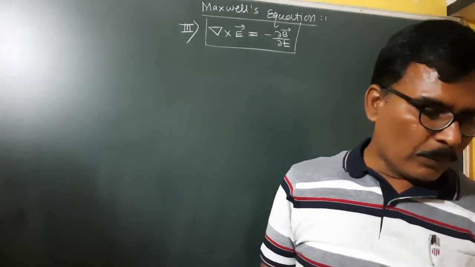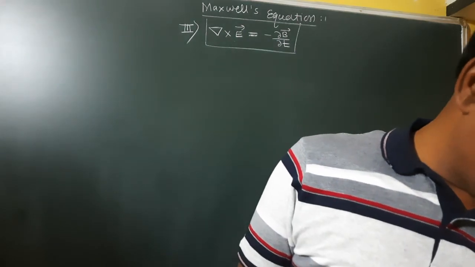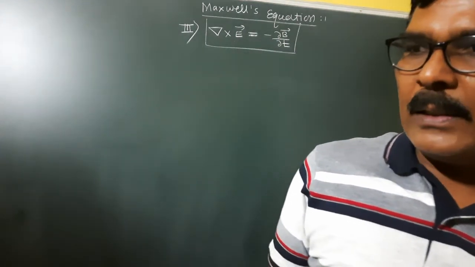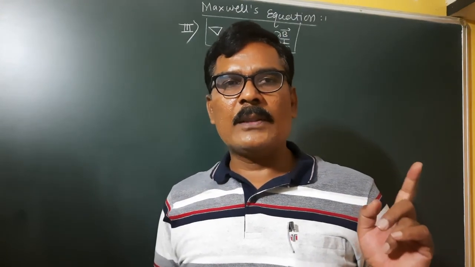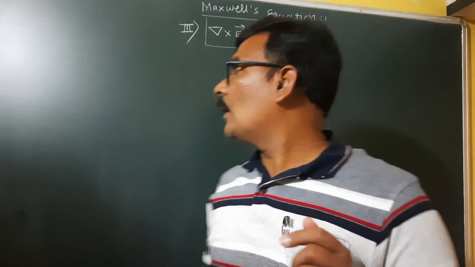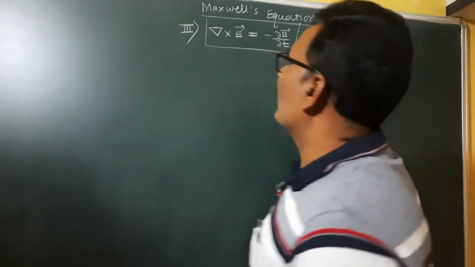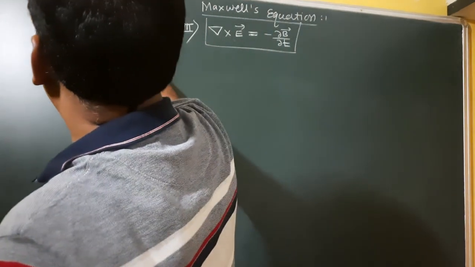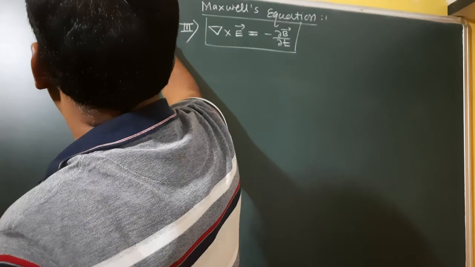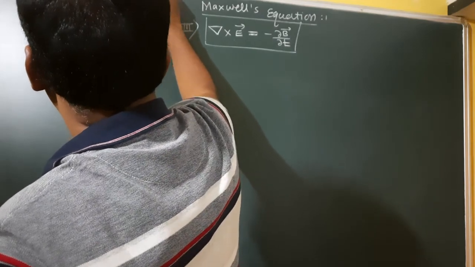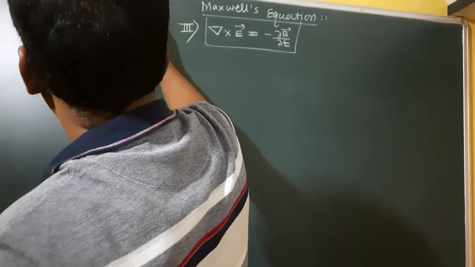These four equations we have considered here. From those four equations, the first one is divergence of D bar is equal to rho, that we have proved. The second one is divergence of B bar is equal to 0. The third one is curl of E bar is equal to minus dou B bar by dou t. And the fourth equation also we have proved, that is curl of H bar is equal to J bar plus dou D bar by dou t. This equation we have already proved in the displacement current.